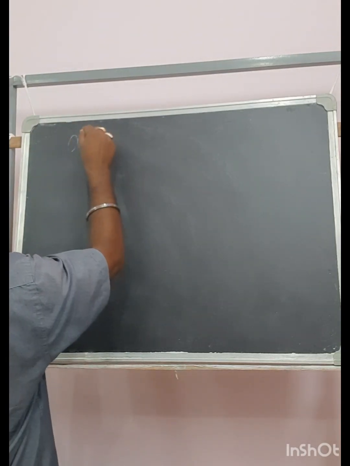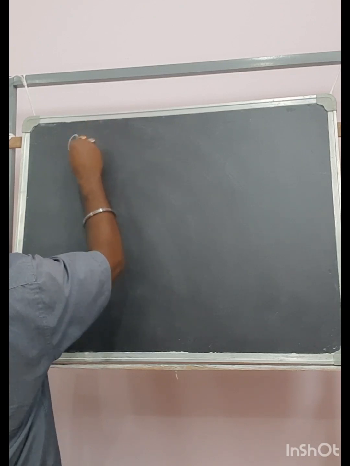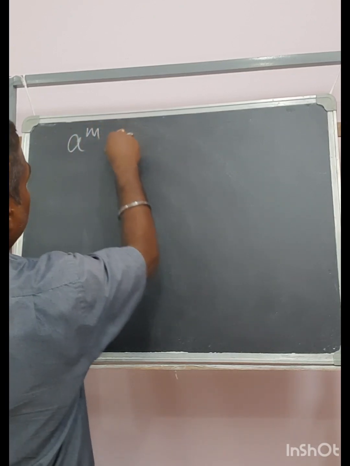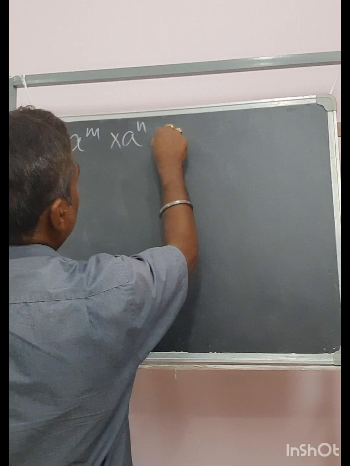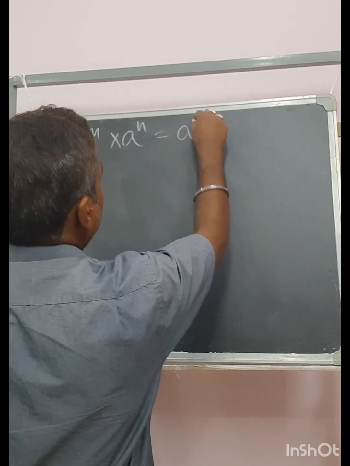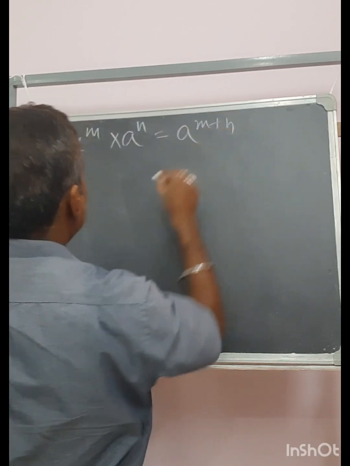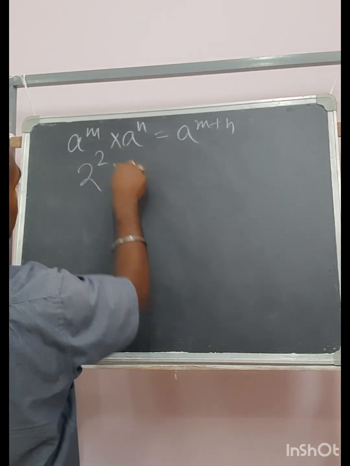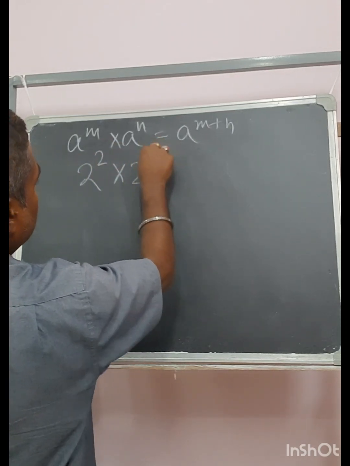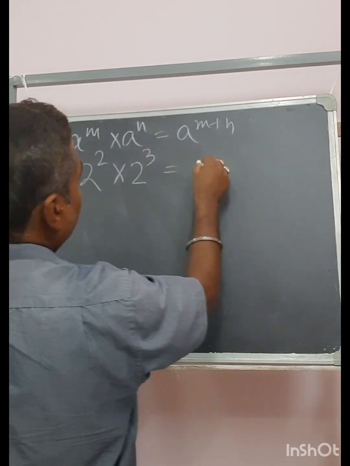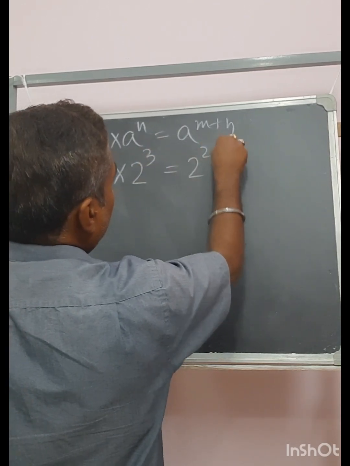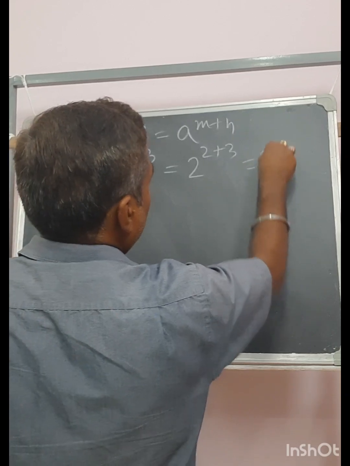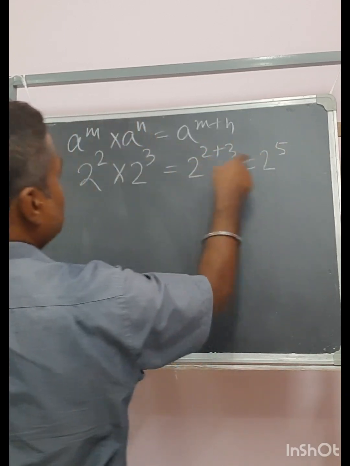The first rule is a raised to the power m into a raised to the power n will give you a raised to the power m plus n. So if I take the example 2 to the power 2 into 2 to the power 3, it will give you 2 to the power 2 plus 3, which is equal to 2 to the power 5. So as per the rule, this is like that.